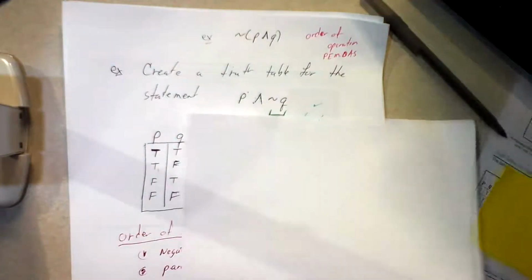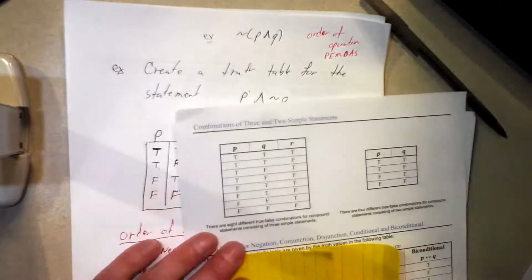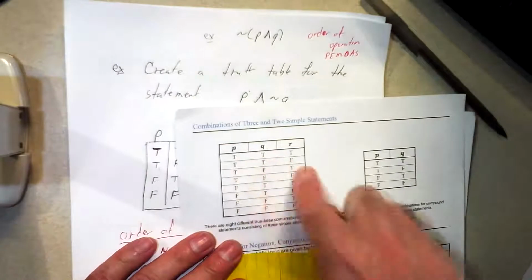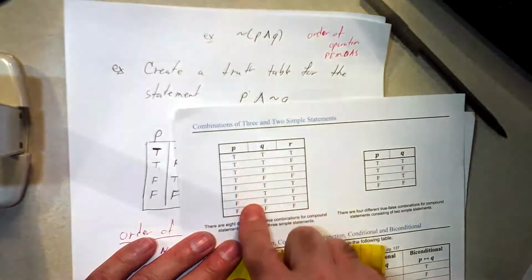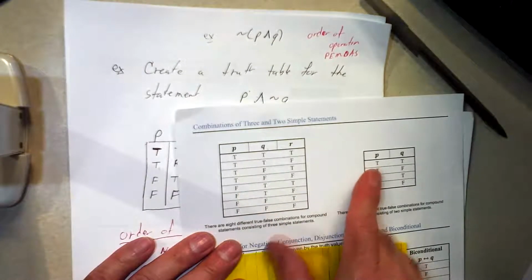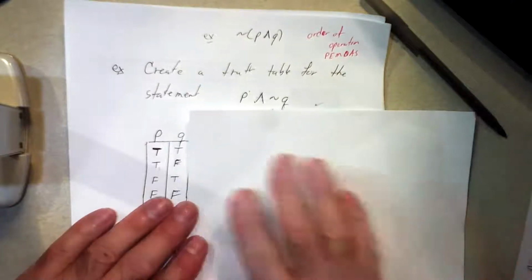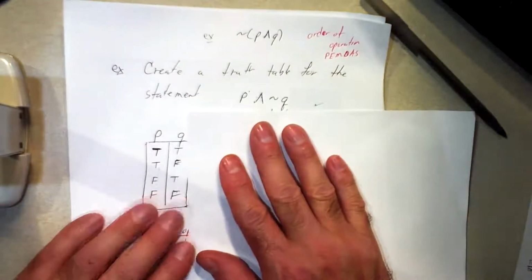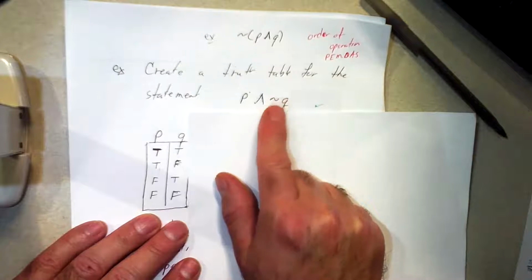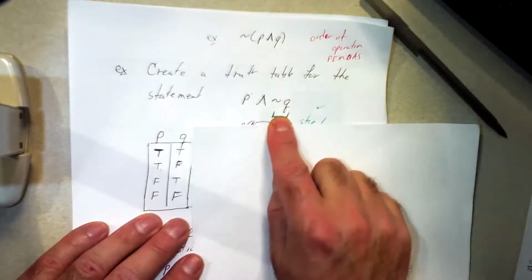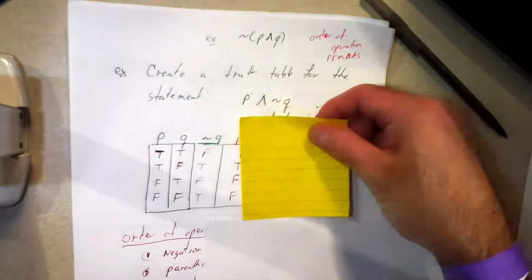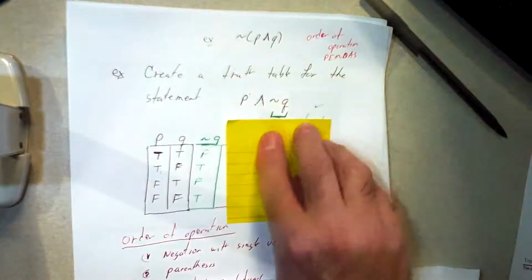If you had three variables, which we're going to do later, you would have 8 rows. We're going to do those later, but not right now. This one's a two variable one. Okay. All right, so we got that done. So next thing we're going to do is the negation of Q. So I'm going to do that part first.